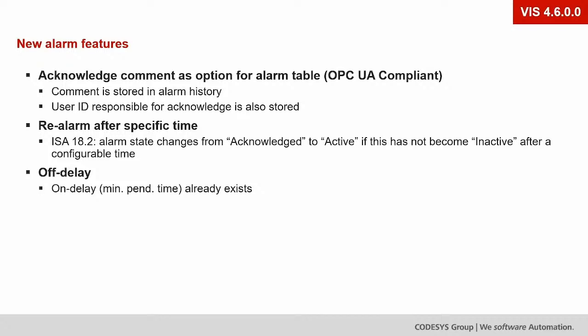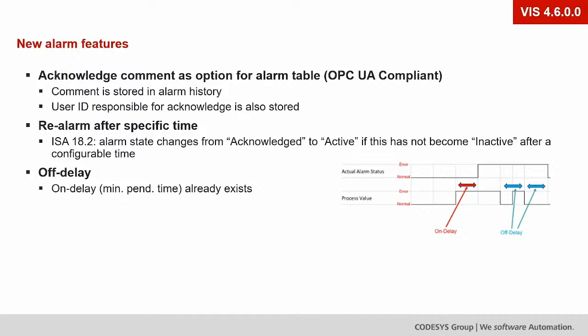The on-delay feature was already included under the name min pending time. The off-delay feature will now be added. The diagram shows that the alarm only becomes active after the on-delay time, and the alarm only goes off if the process value remains inactive for longer than the off-delay time.